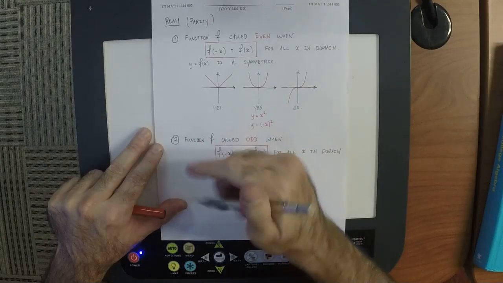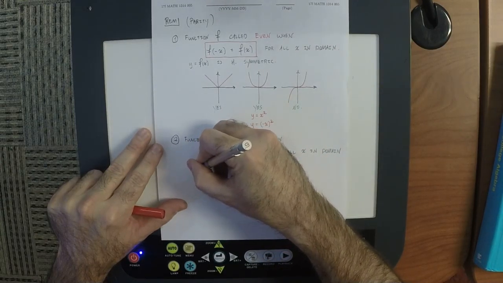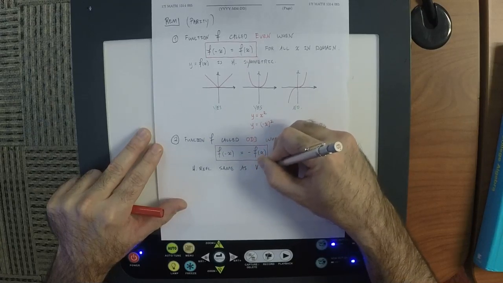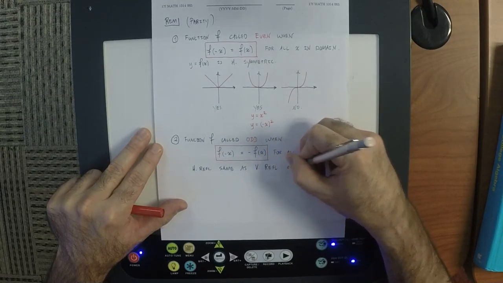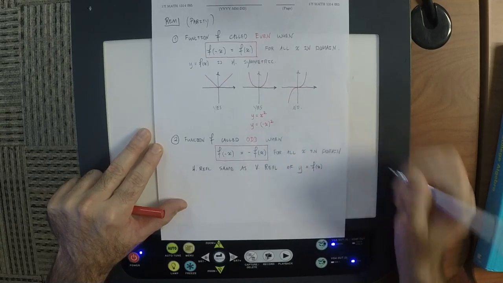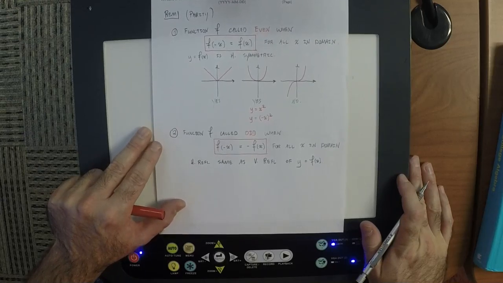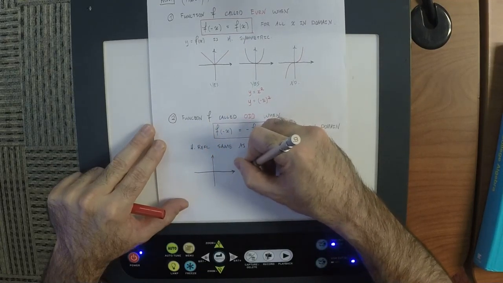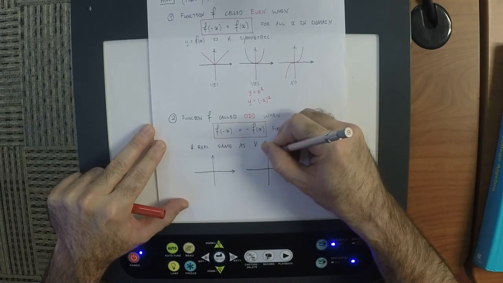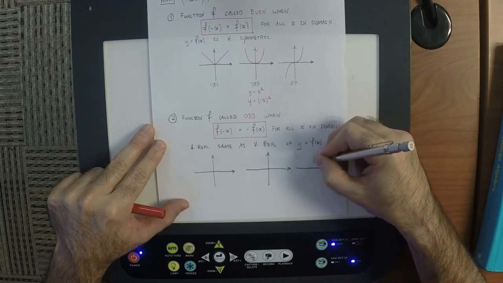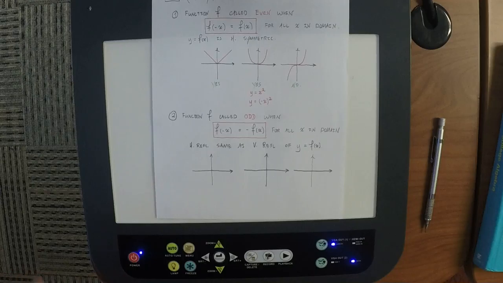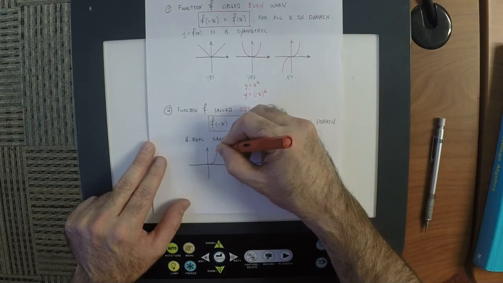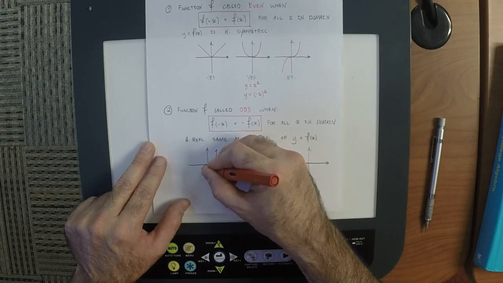Visually, what this means is that a horizontal reflection is the same as a vertical reflection of y is f of x. Okay, so then, example. So what's an example of an odd function? How about cube? So that's the one that I offered first. What's another one?